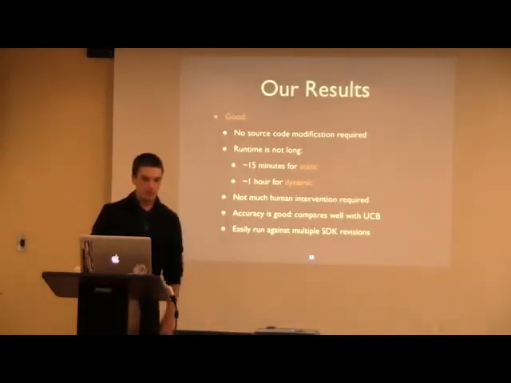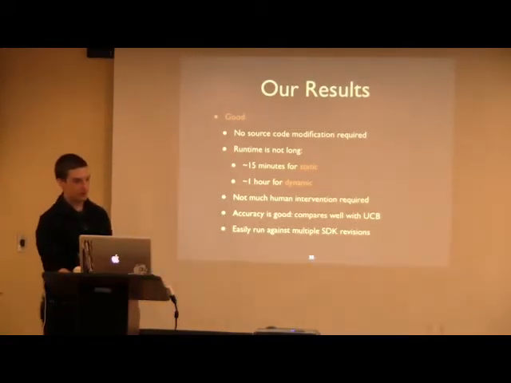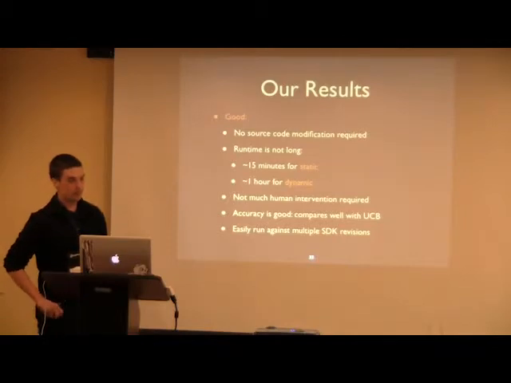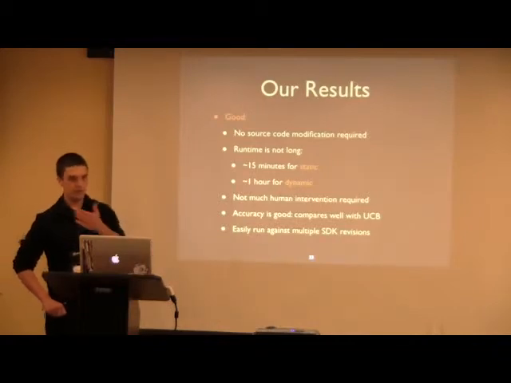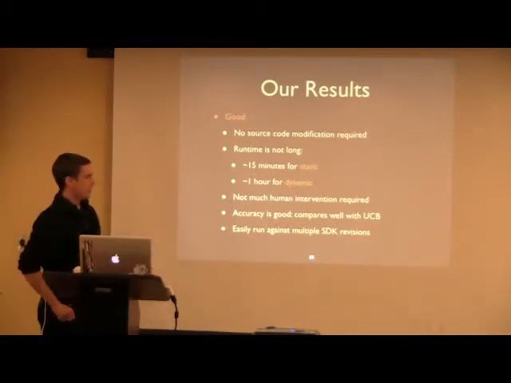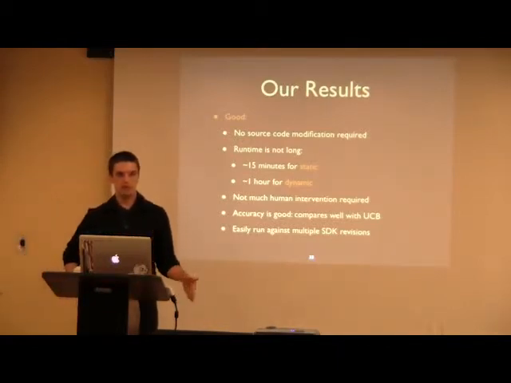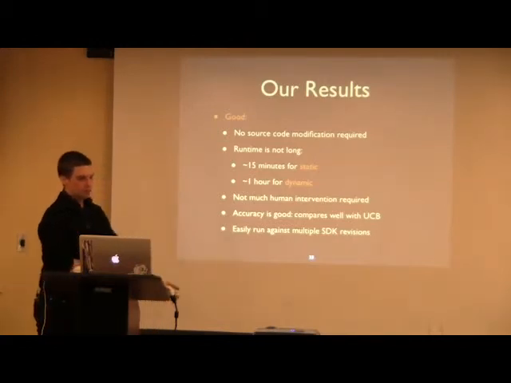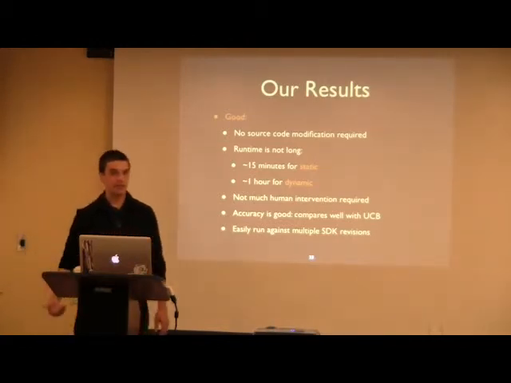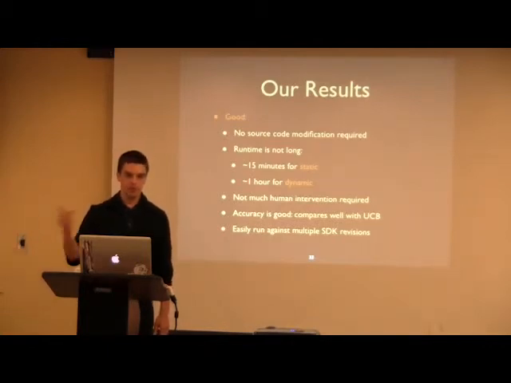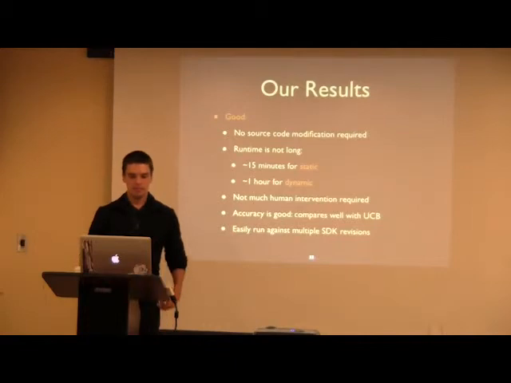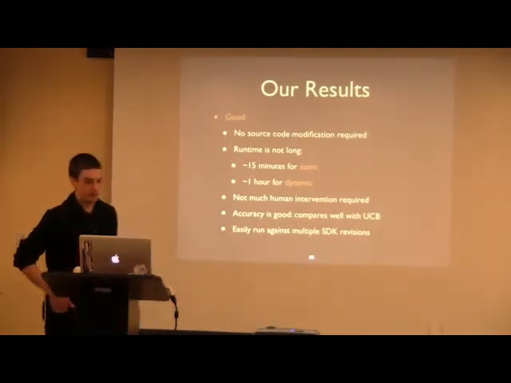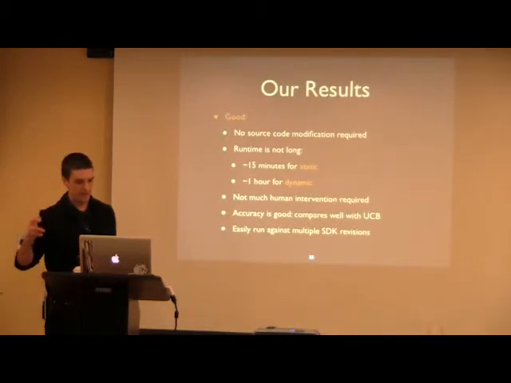So our results were pretty good. We didn't require modification to any Android source code. It takes about 15 minutes to do the static analysis, an average of 15 minutes across every version of AOSP, sorry. And then about 1 hour to do the same for each revision of the API dynamically. I believe that was only on one emulator, so that's pretty good. There's not a lot of human intervention required. The dynamic side took more effort, to go back and validate some of those results and shove them into the database, much like UCB did. But the static side didn't really require any human intervention once we felt it was ready enough.